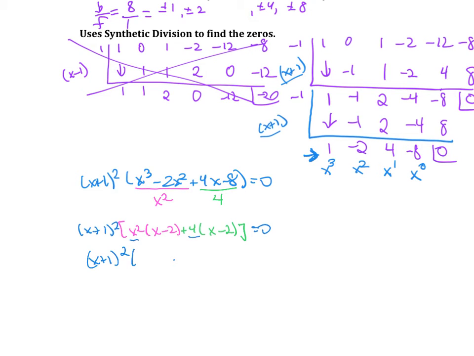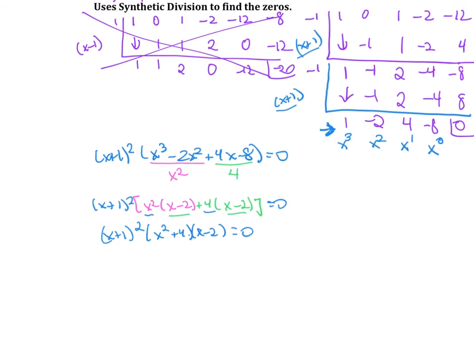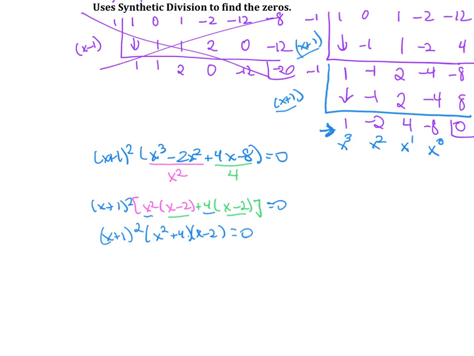Then we can group these x squared and 4 together. So that's x squared plus 4. And then the x minus 2 and x minus 2 can be grouped together. So that's just x minus 2 equals 0. And we can solve for that using the zero product property. So x equals negative 1 for that one. And this one is x equals 2.